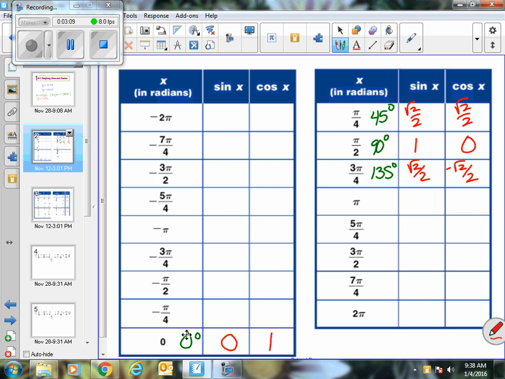I'm just going to have you continue and fill in the rest of the table for those values. You can use your pink sheet if you need to. Hopefully you remember what these values are. Now for practical purposes, we have to graph these. So square root of 2 over 2 doesn't make a whole lot of sense to people because where is that?